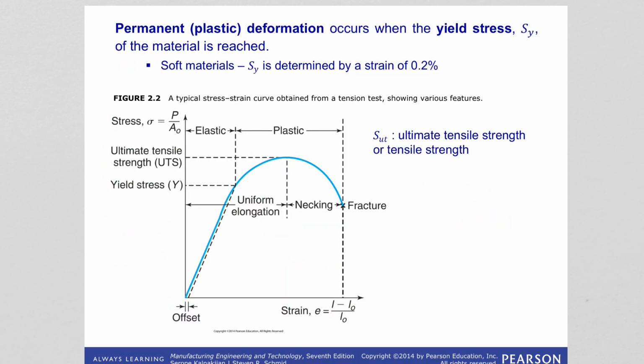Okay, so to continue, as we increase the load, the engineering stress reaches a maximum, as I told you. This is called the ultimate tensile strength, or it is also called tensile strength. Both of them are describing the same thing. So what are the equations? How is the engineering stress defined?